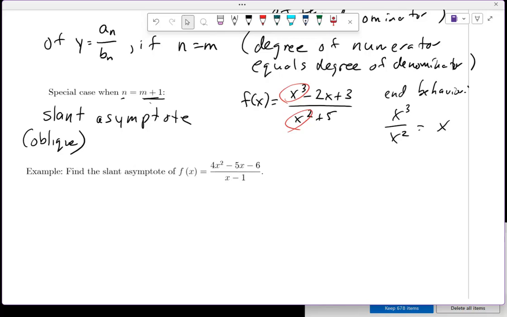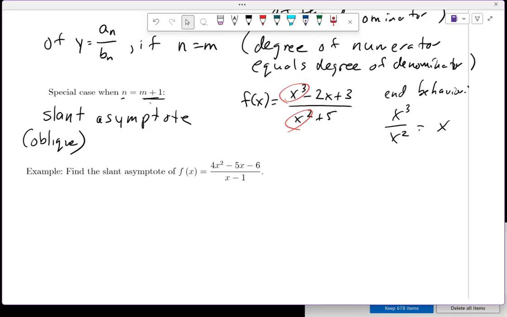Looking at the degrees, does this have a horizontal asymptote? What's the degree of the top? 2. Degree of the bottom is 1. So the degree of the top is bigger. Does that have a horizontal asymptote? No. Okay. No horizontal asymptote. But the reason why it has a slant asymptote is that the degree on top is exactly 1 bigger than what it is on bottom. That's the cue for oblique or slant.